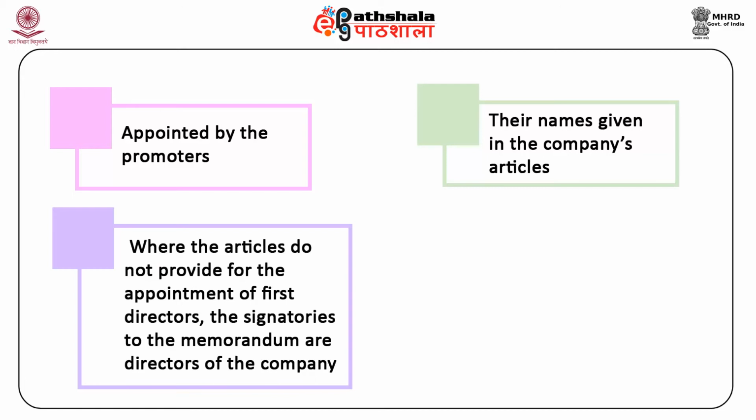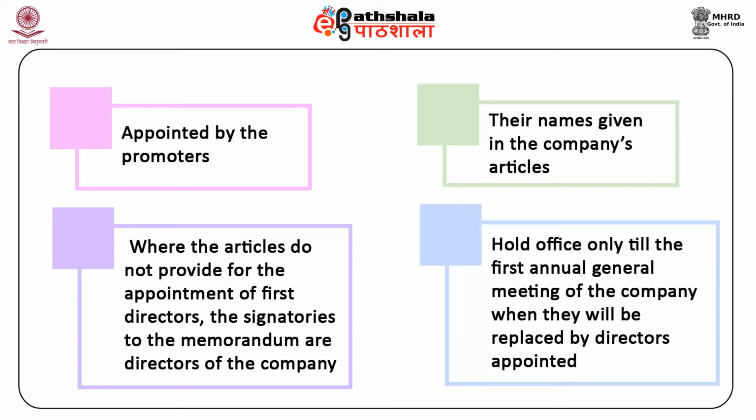Where the articles do not provide for the appointment of first directors, the signatories to the memorandum, who are individuals, shall be deemed to be the first directors of the company, subject to the regulations of the company's articles. The first directors can hold office only till the first annual general meeting of the company, when they will be replaced by directors appointed by the company at this meeting.